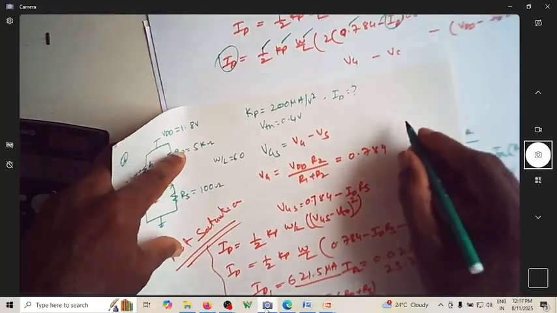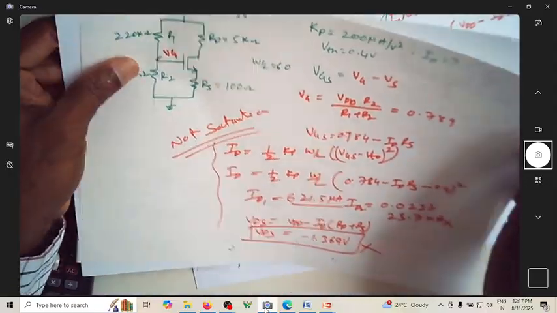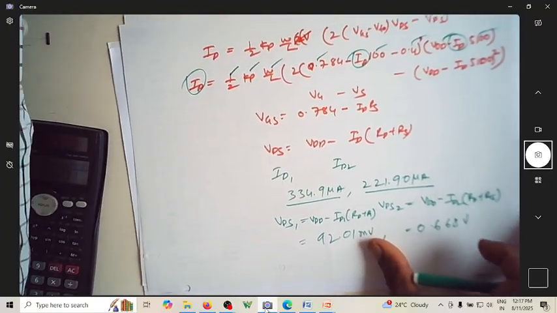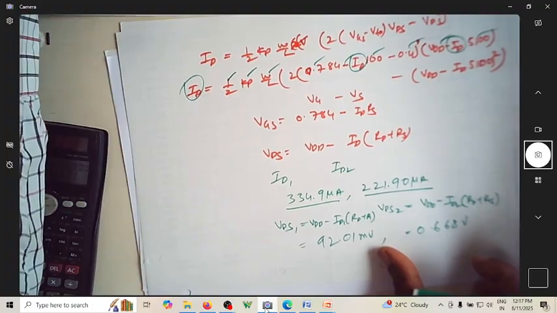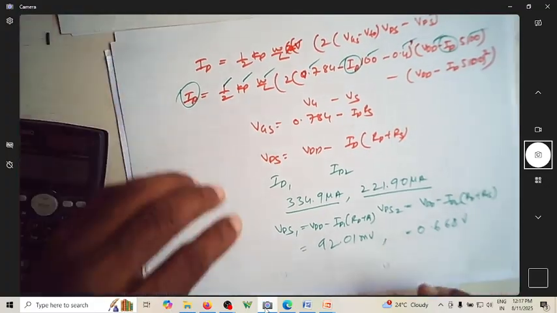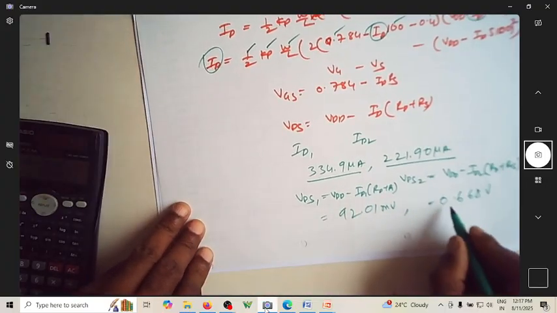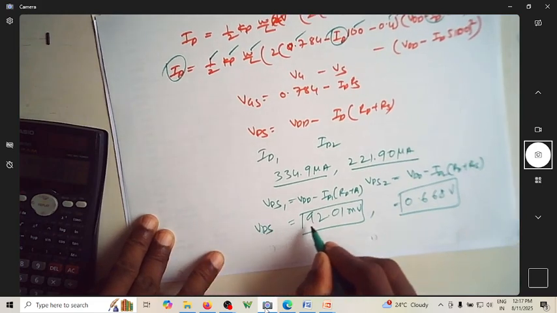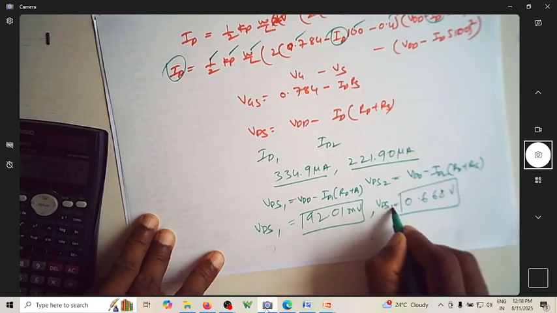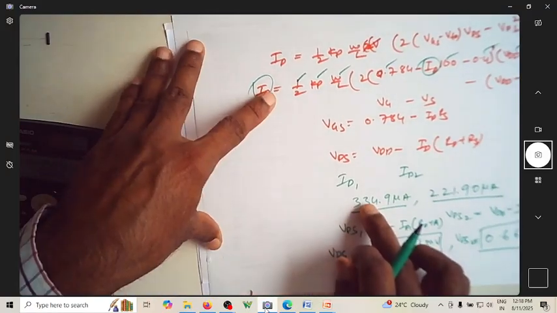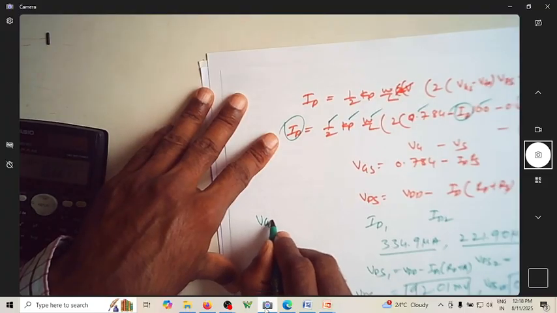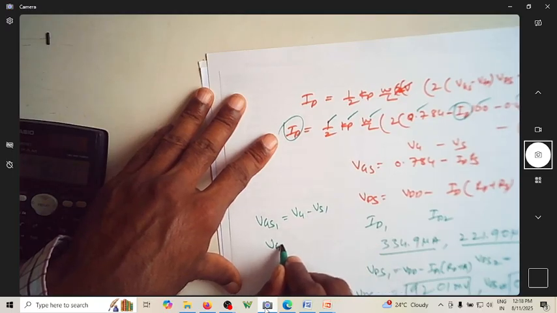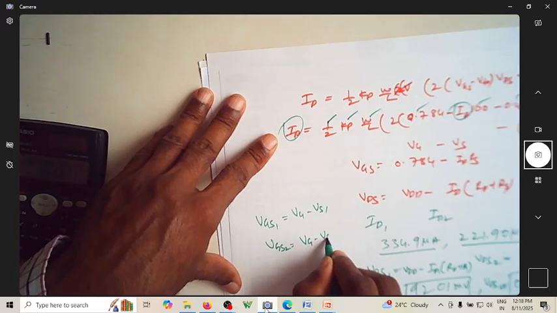Of course, what is VDS? Sorry, which is this situation. Okay, now this is a problem corresponding to this. So how much is VGS now? You have two values, VDS1 and VDS2. Corresponding to this value of ID and this value of ID, we can find what is VGS. VGS1 is actually VG minus VS1. VGS2 is VG minus VS2.